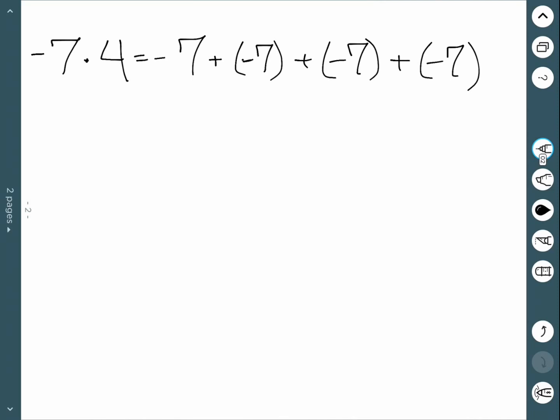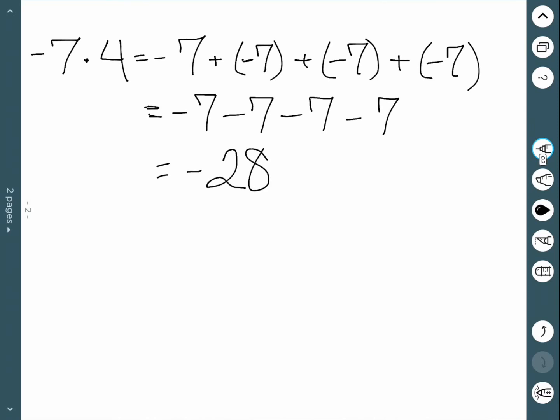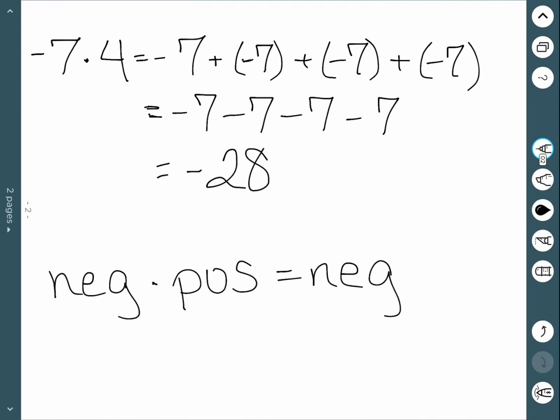And we know that adding a negative is the same thing as just subtracting. Since these are all the same, we know that we can just add them up. 7 plus 7 plus 7 plus 7 is 28. And then we keep the sign of negative since they're all negative to start with. So essentially, a negative times a positive is repeated subtraction, which is going to be negative. We're just adding up a bunch of negative numbers, so naturally it's going to be negative. So negative times positive is negative.